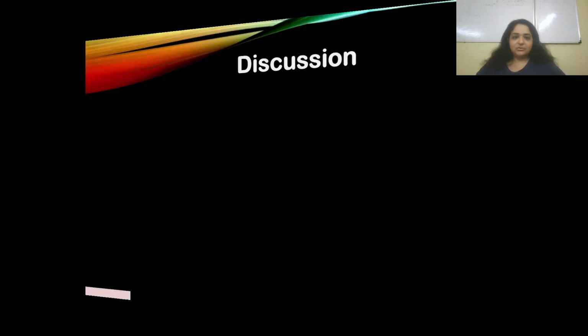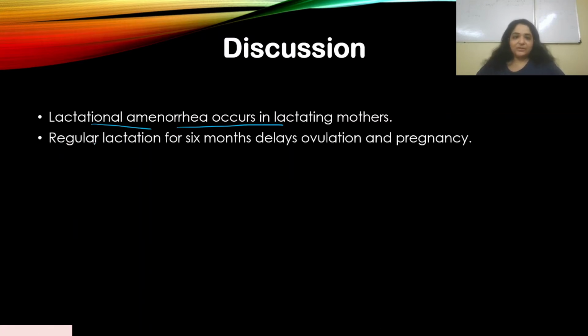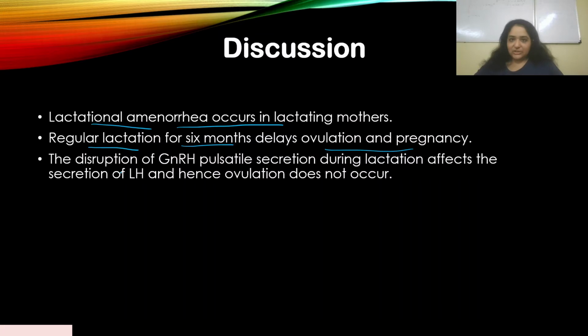Let's go to the discussion. Lactational amenorrhea occurs in lactating mothers. Regular lactation for 6 months delays ovulation and pregnancy. It was found that women who are exclusively lactating their babies for 6 months don't ovulate during that time, so during coitus you will not get a fertilized egg, as there's no ovulation. Eventually there is no pregnancy, so it delays ovulation and pregnancy.